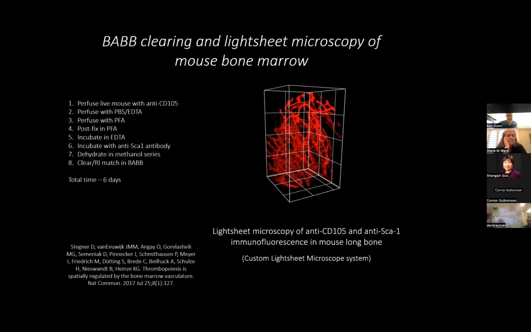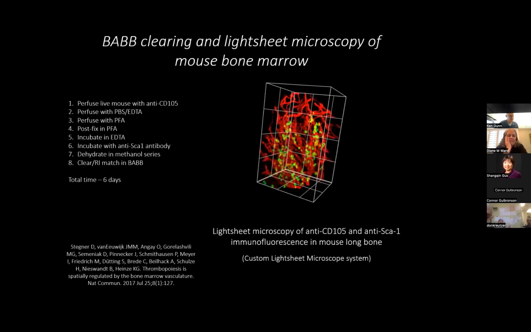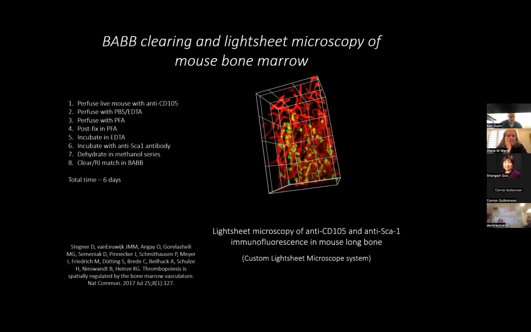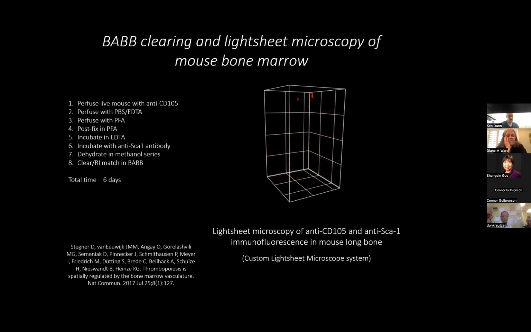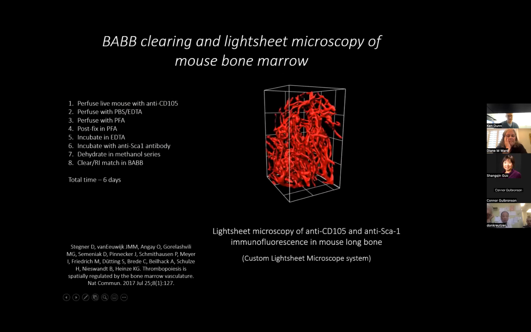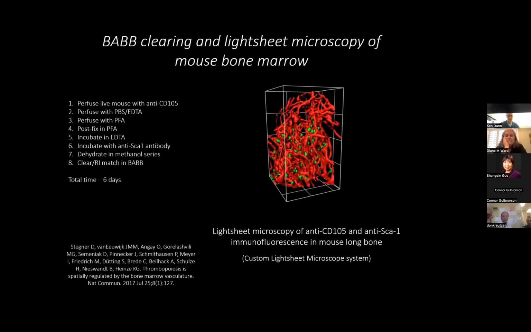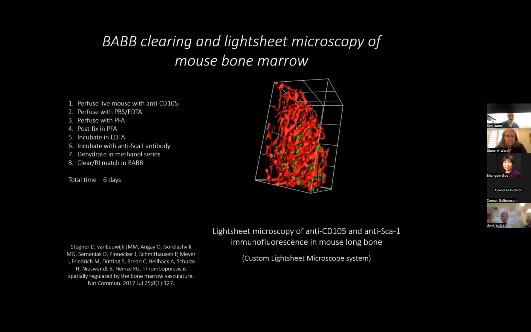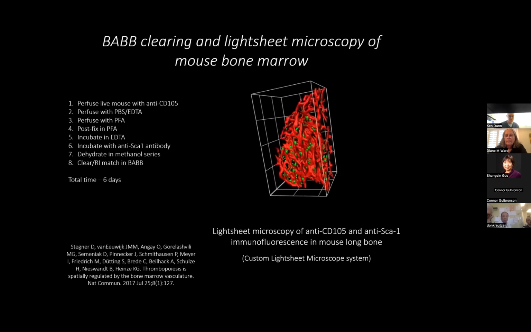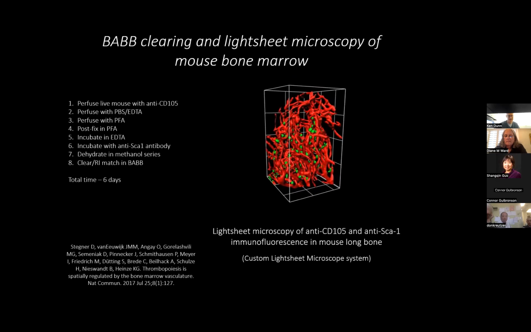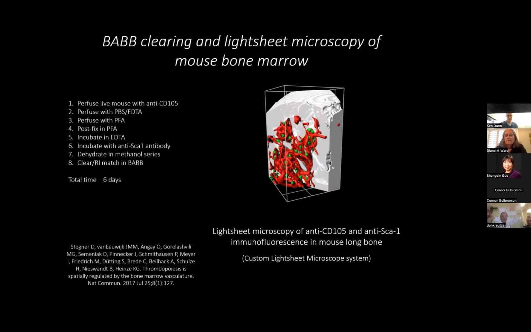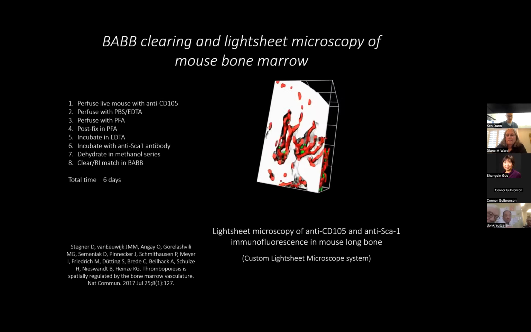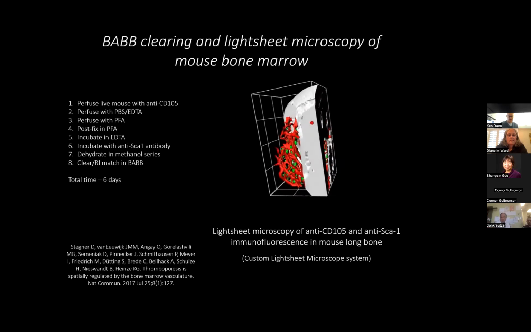And this is going to be directly labeled because, as Diane has alluded to, it takes forever to get antibodies to penetrate into a tissue. Then you dehydrate in a methanol series and you clear in BABB, which will match the refractive index of this tissue when you're done, so that the tissue that remains after this process has the same refractive index as the mounting medium. Total time to do this is 6 days. And this was done with a custom light sheet microscope system.